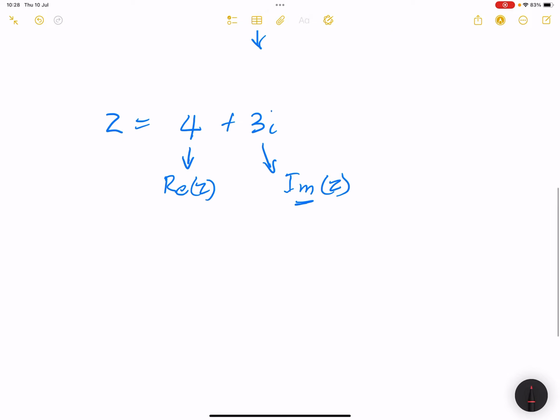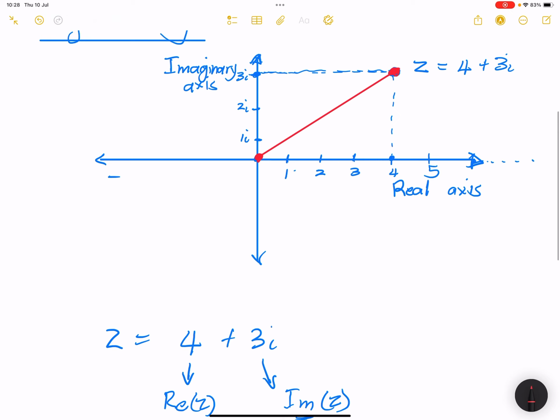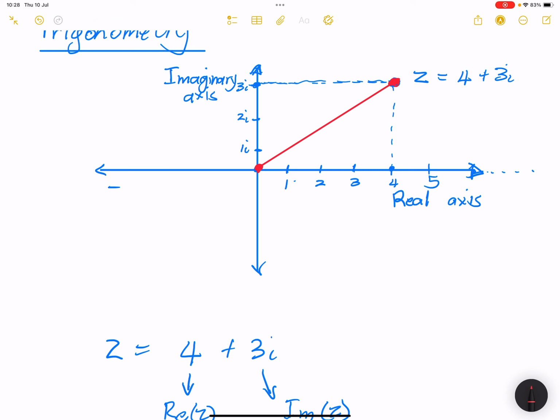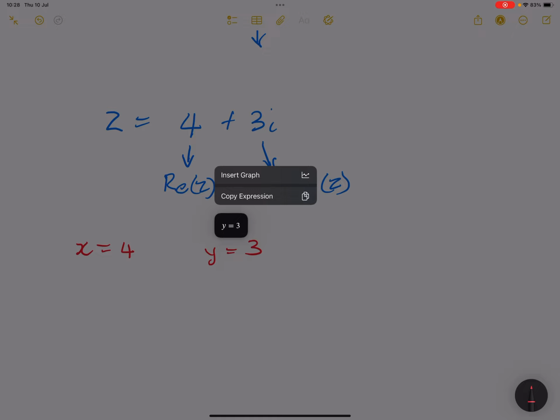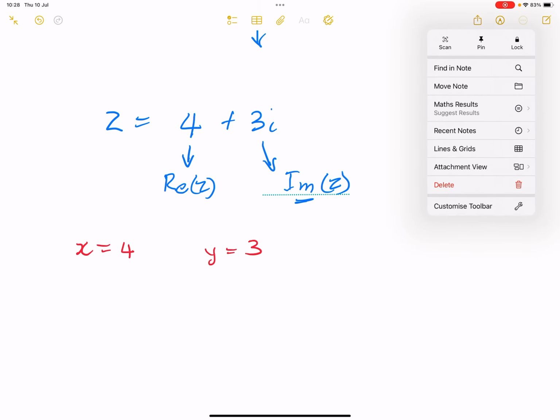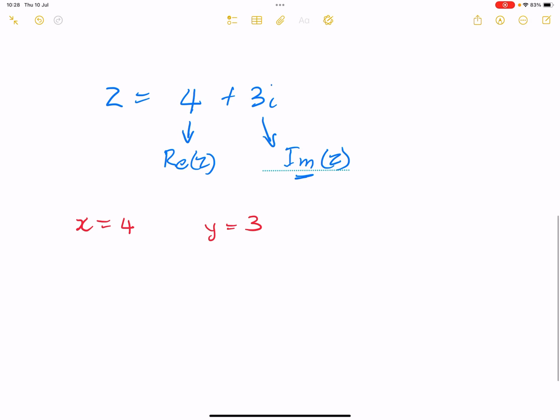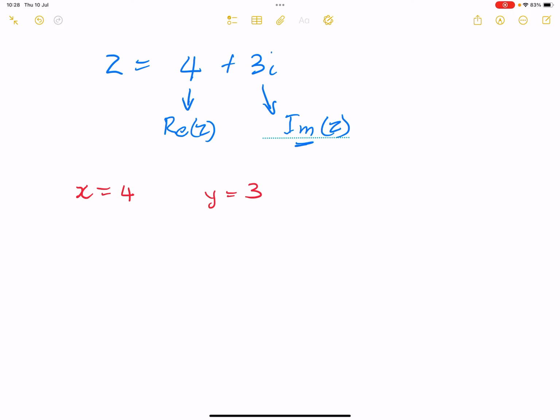Okay, so that means that when we're looking at this, remember, we've gone 4 units to the right, we've gone 3 units upwards. So essentially, if you want to look at it as x and y, it means our x value is 4 and our y value is 3, right? Albeit we are going to represent it in this case in imaginary terms and real terms, but you can look at it as x and y.